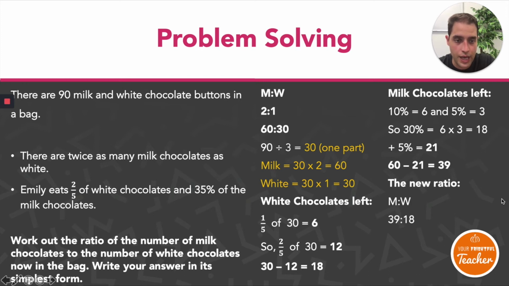White chocolates, 18. Check this final sentence. Write your answer in its simplest form. So can we simplify this ratio? Yes, we can. Its multiples are 3. So 13 over 6.